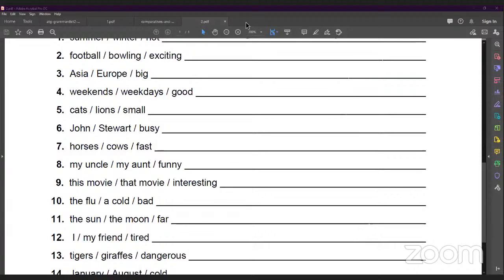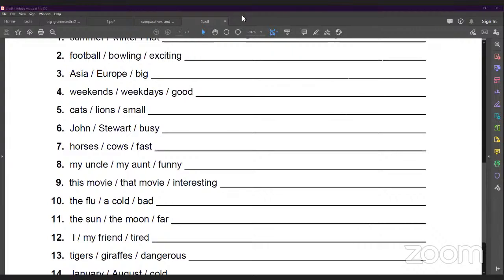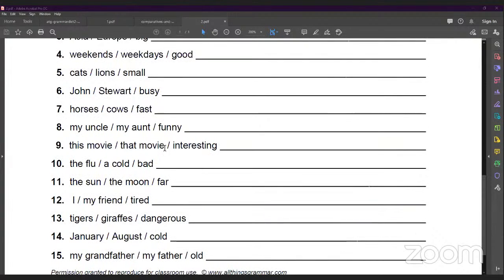Number 8 and 9. Miss Ortega, number 8. 8 and 9, right? Yes. My uncle is funnier than him. His movie is more interesting than that movie. Okay, all right, thank you. Miss Emily S., thank you. Number 9 and 10. The flu is worse than a cold. 11. The sun is farther than the moon. Okay, that's correct. The adjective far was a bit tricky, but it was correct.